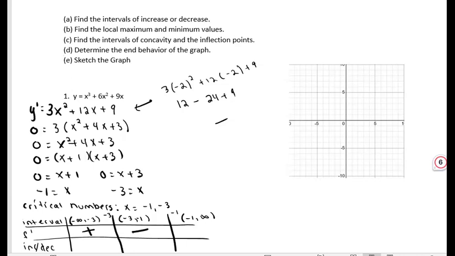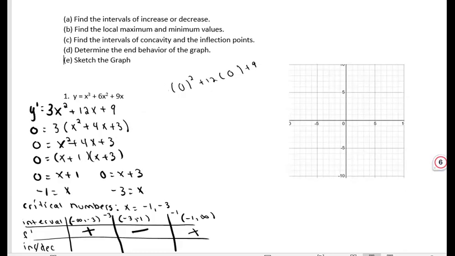And then we do the same thing again, and we test the last interval. Now, -1 to infinity, 0 is in that interval. And as 0 is in one of the intervals, I pick 0. You don't have to if you don't want to. I like a good 0. So if I put 0 in, it looks like we're going to get +9, so it's positive again.